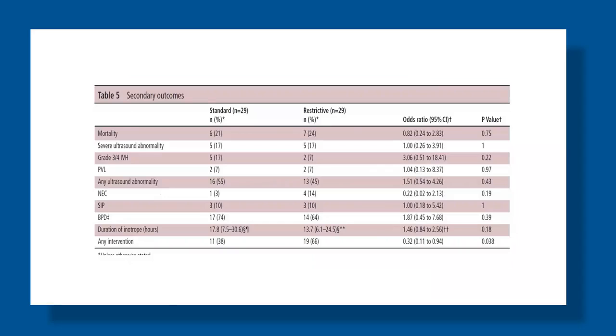When you look at the long-term parameters as well as acute problems, you also see that being conservative does not increase the mortality, does not change any ultrasound abnormality in the brain, especially IVH, periventricular leukomalacia, and also problems related to gut hypoperfusion such as necrotizing enterocolitis and bronchopulmonary dysplasia and things like that.